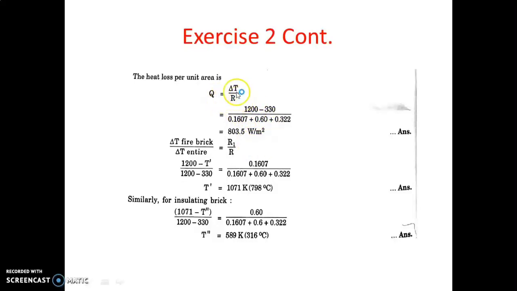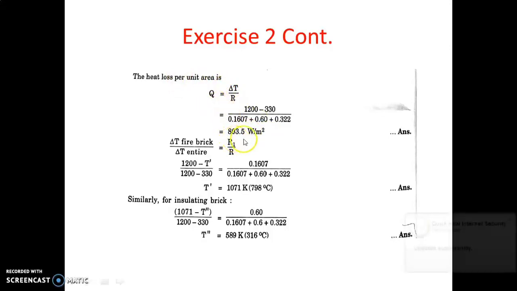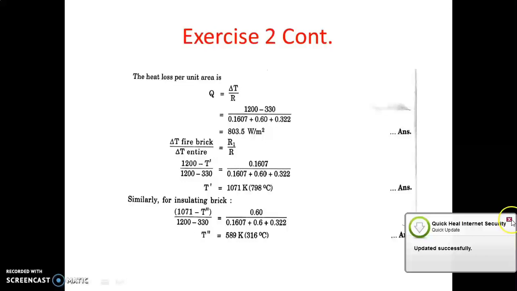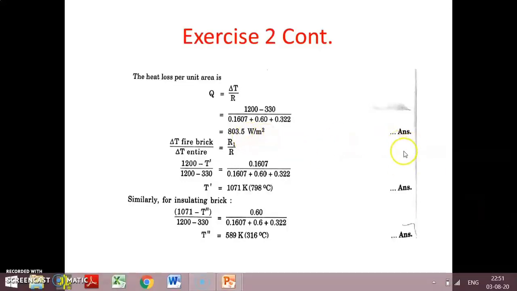Then the Q, that means the heat loss per unit area, is equal to 803.5 watt per meter square Kelvin. So this is our first answer.